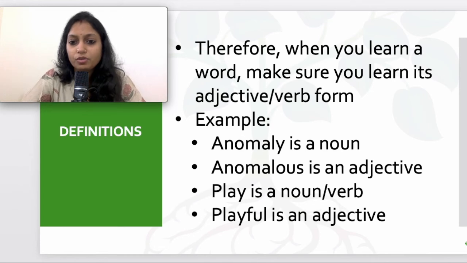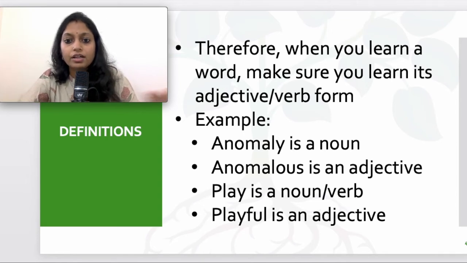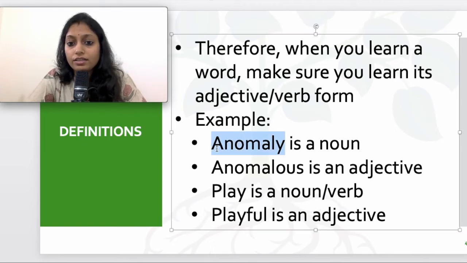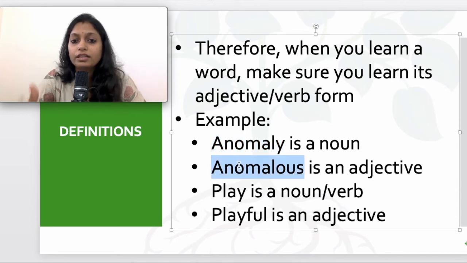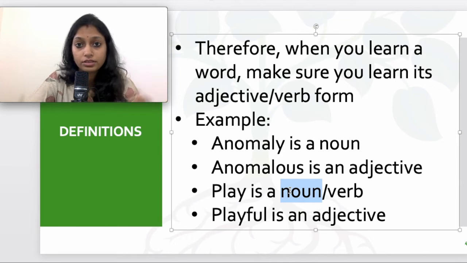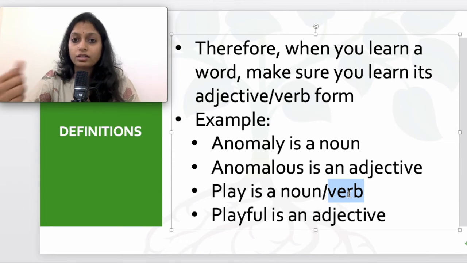One more insight before we wrap up this lesson is this. When you learn a new word, make sure you also learn how it sounds as an adjective and how it is a verb or an adverb. For example, you have anomaly as a noun. Anomalous is an adjective. Anomaly is some kind of a deviation. Anomalous is to describe something that is a deviation. Play, on the other hand, is either a noun, which describes two people talking and enacting a certain script. Verb, on the other hand, is actually the action of playing a sport or something like that.